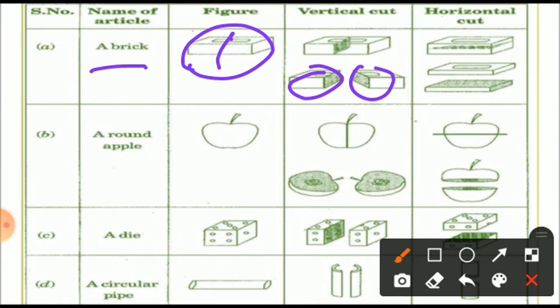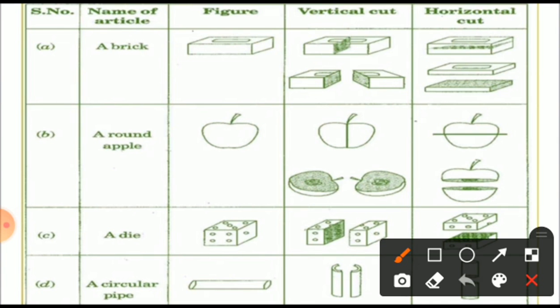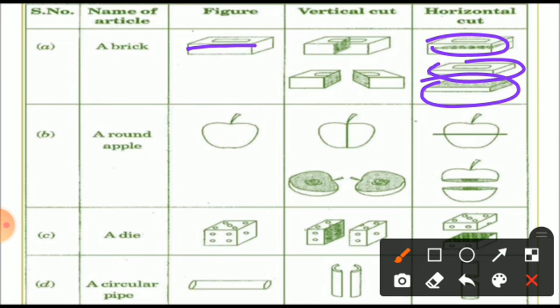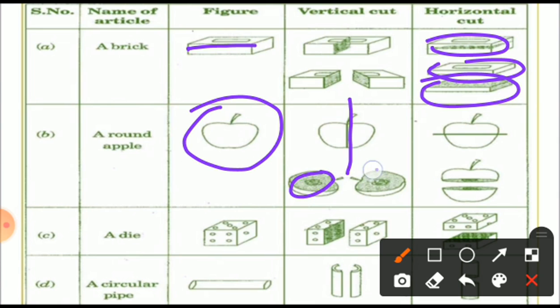But when you cut it the horizontal way, meaning cut through the middle like this, what will you find here? You will find two equal shapes of the brick, but their thickness is very thin. Like a round apple. A round apple, when you cut it from the middle this way, you have both parts A and B. But when you cut it this way, the top side is different and the bottom side is also different.